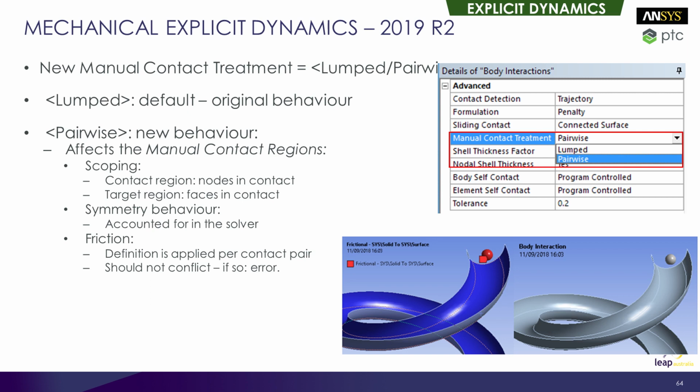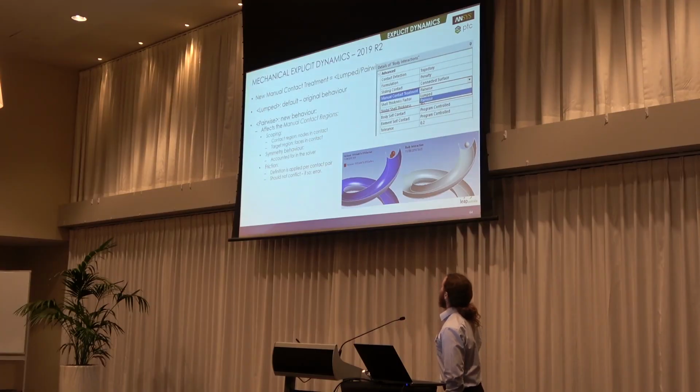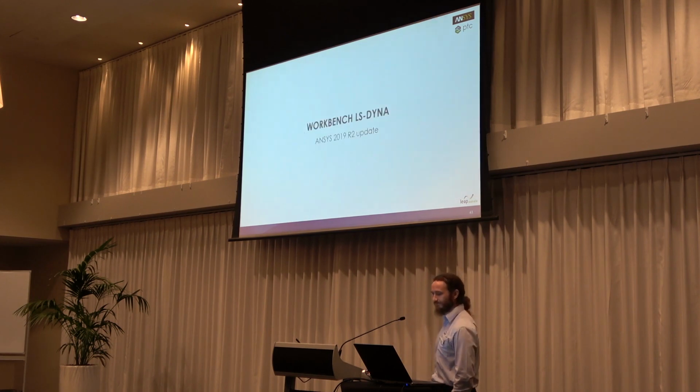The downside of that is, if you have multiple body interactions set up with, say, different friction coefficients, you don't always know which friction coefficient is going to operate between which body. So now we've got this pairwise option, which gives us more control over specific friction coefficients between which body. So we can use this body interaction tool to ease the setup of contacts, but we can have a lot more control over specifying individual contact friction coefficients.